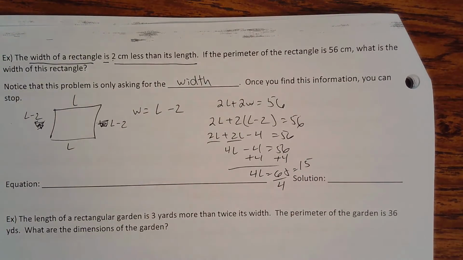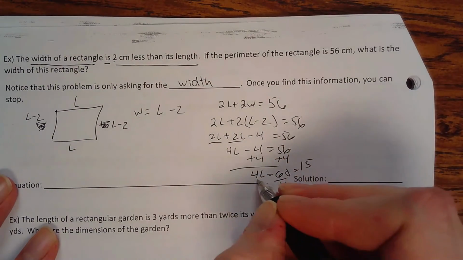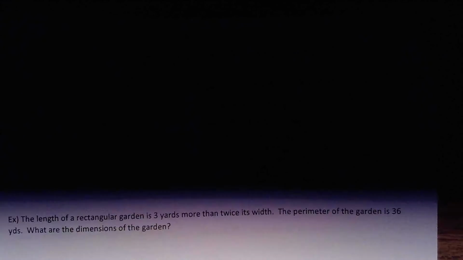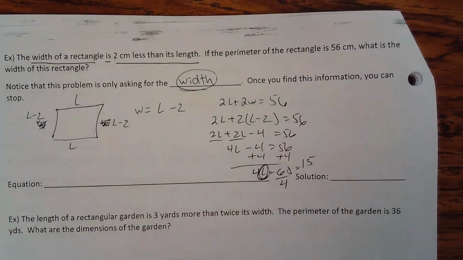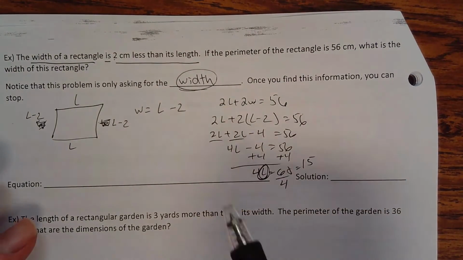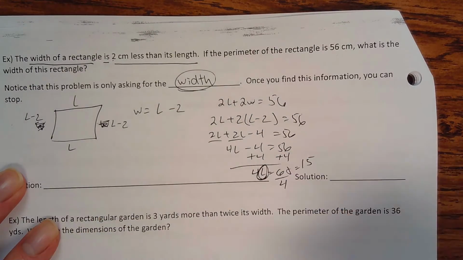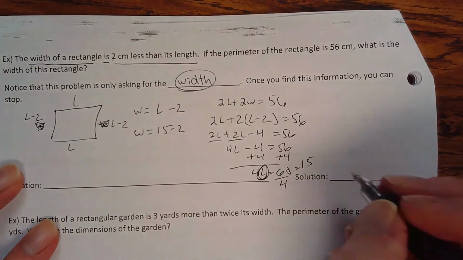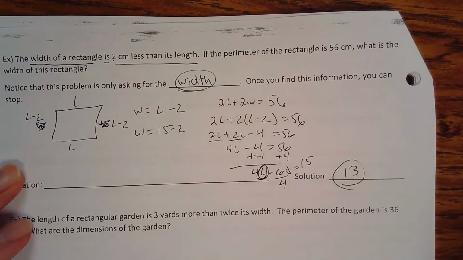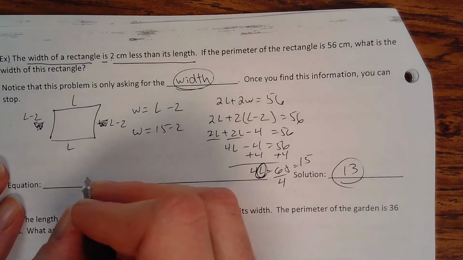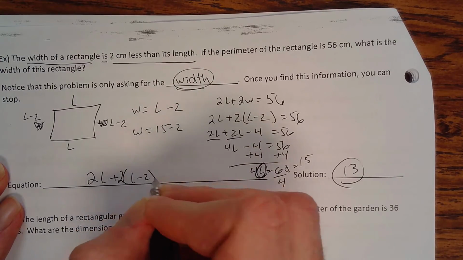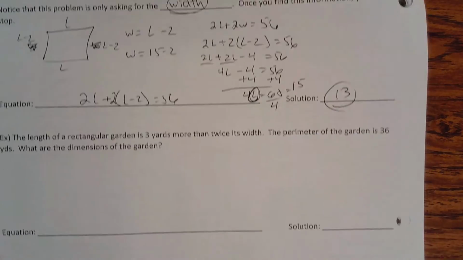Now you may want to write that answer down, but that's the length, and we want the width. So how do I find that? Well, go back up here. Right here it says W equals L minus 2. Well, if L is 15, W is going to be 15 minus 2, which is 13. Now the equation here I forgot to put down: 2L plus 2 times L minus 2 equals 56.